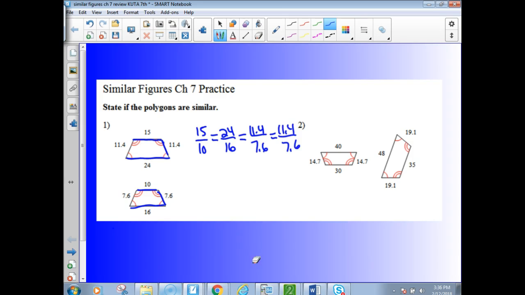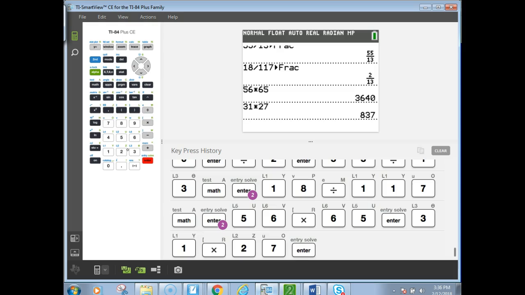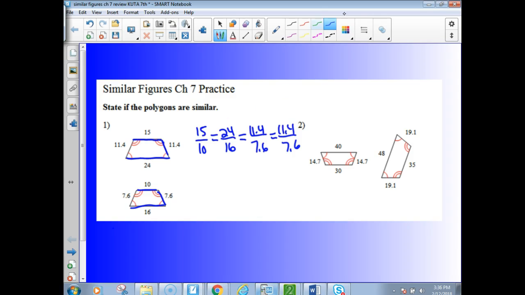All right, what you need to do is grab your calculator if you're not good with reducing. I'll talk about the first one though without. So if you can see that 15 and 10 divide evenly by 5 apiece, you're going to divide by 5 top and bottom, and that would give you 3 halves. 24 and 16 are both divisible by a common factor of 8. Divide by 8 top and bottom, that gives you 3 halves.